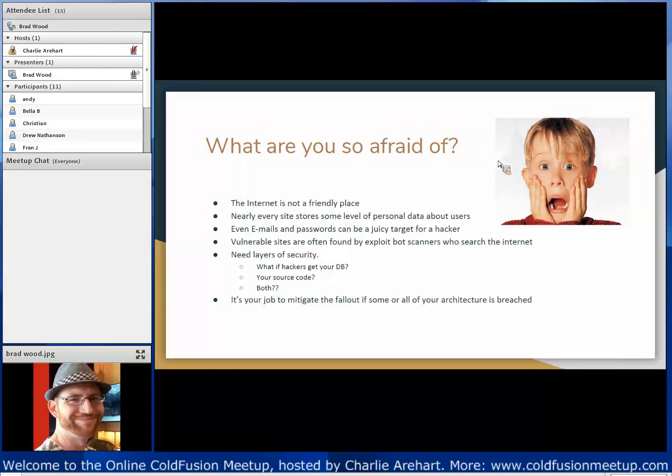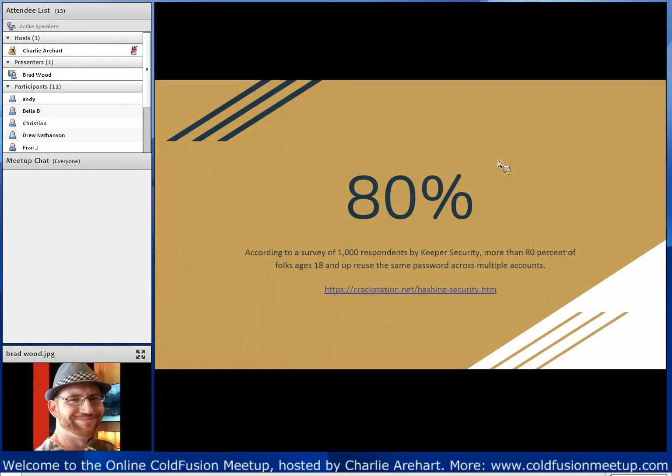So, what if a hacker gets access to your database, to your source code, to both? You need to have mitigation at multiple levels. So, it's your job, you people out there in the audience, in your nice padded seats that Charlie provides you, to mitigate the fallout if some, or even all, of your architecture is breached. Oftentimes, the people giving you requirements, your product owner, will not always bake these requirements into the projects they give you. You have to say, well, hold on, we need an extra sprint to make sure we've addressed the security of the application. If you don't speak up, oftentimes nobody else will.